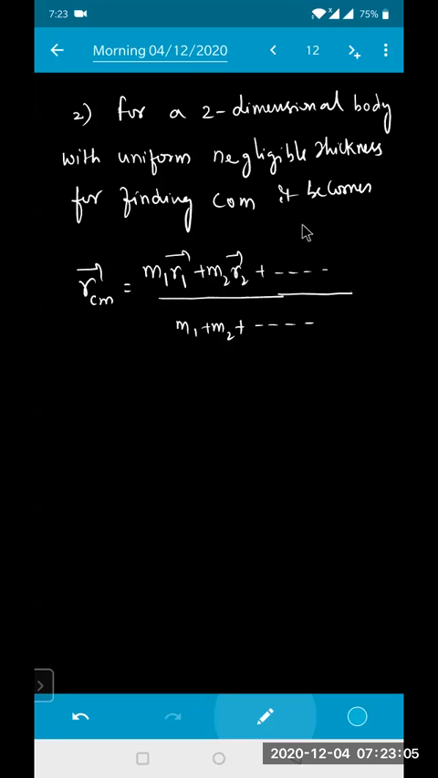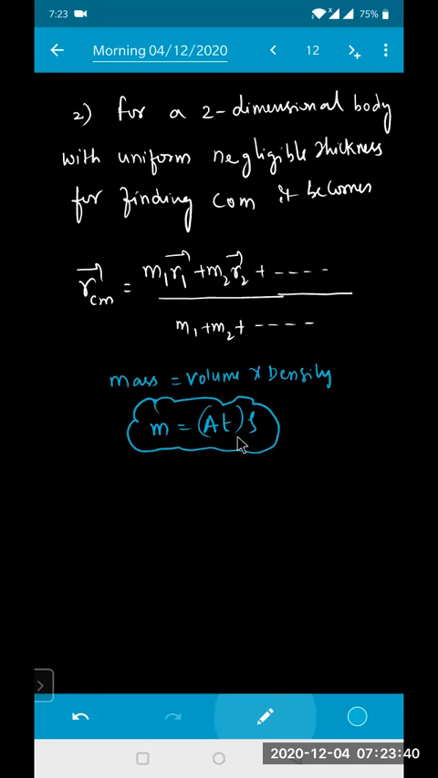For a two-dimensional body, in place of mass we write in terms of thickness. Mass equals volume into density, and volume equals area into thickness. So mass equals A into T into rho, in terms of area, thickness and density.